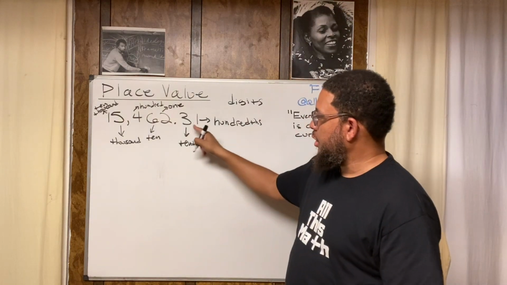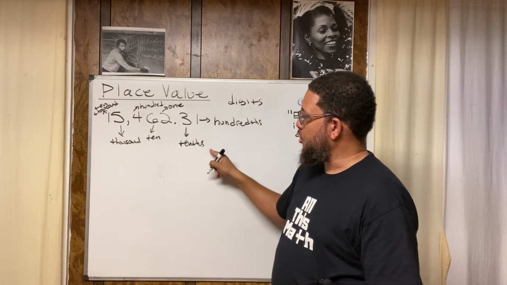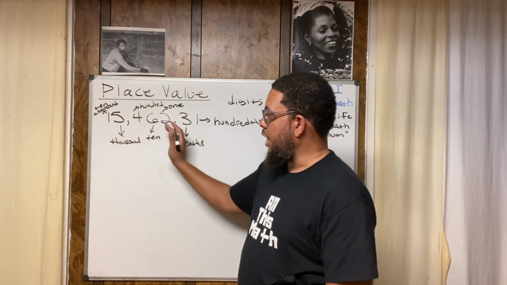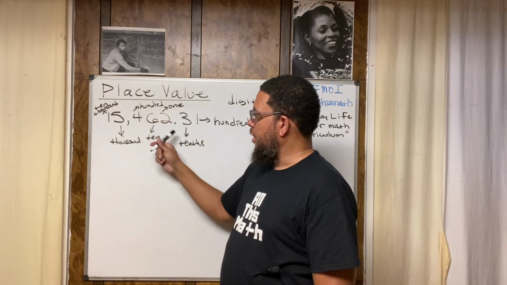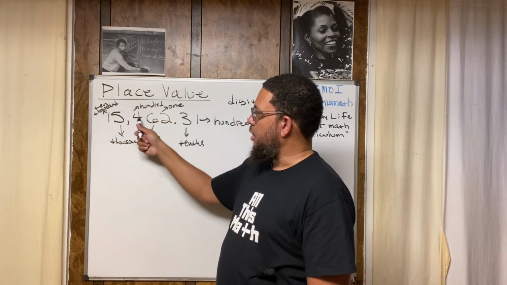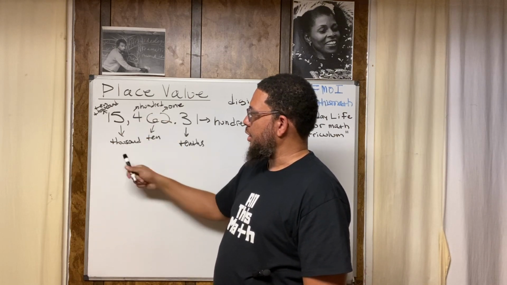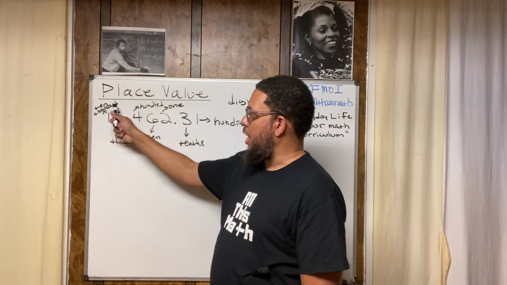So again, this 1 is in the hundredths place. This 3 is in the tenths place. This 2, on the other side of the decimal point to the left, is in the ones place. The 6 is in the tens place. The 4 is in the hundreds place. The 5 is in the thousands place. The 1 is in the 10,000s place.